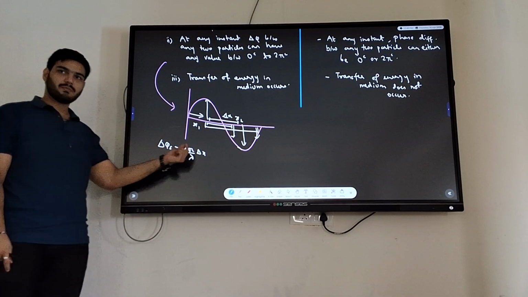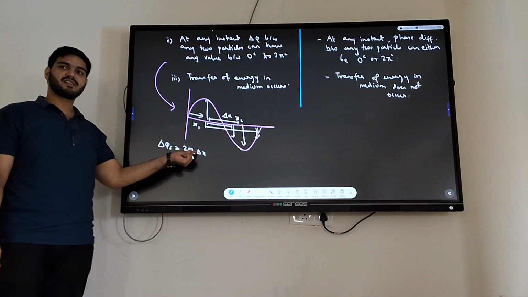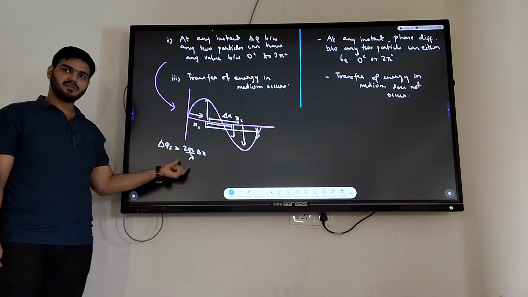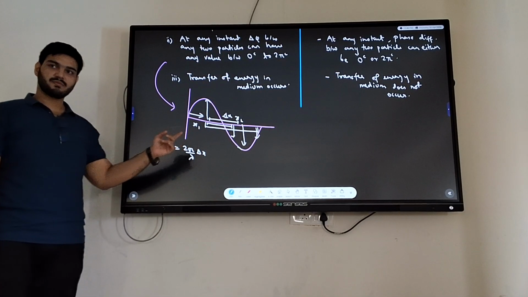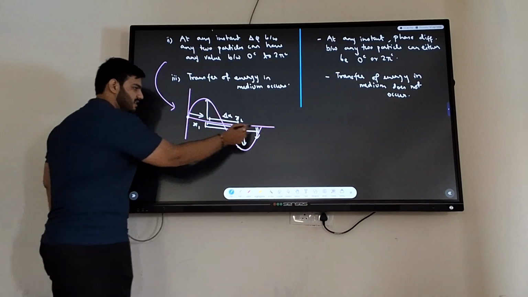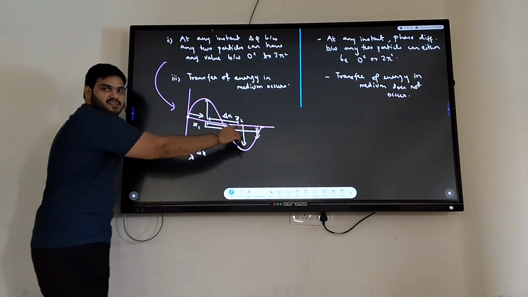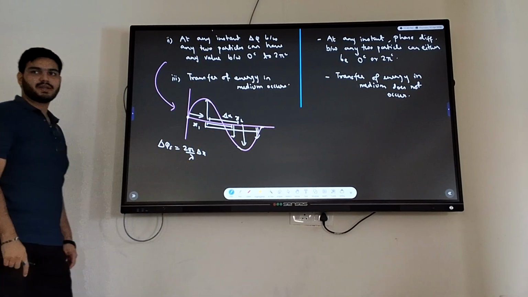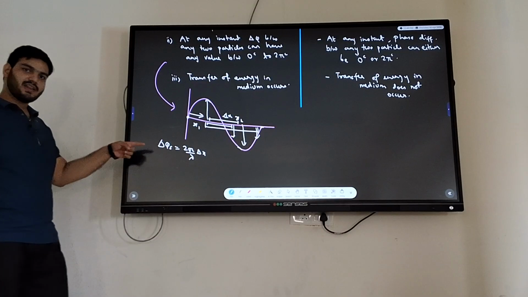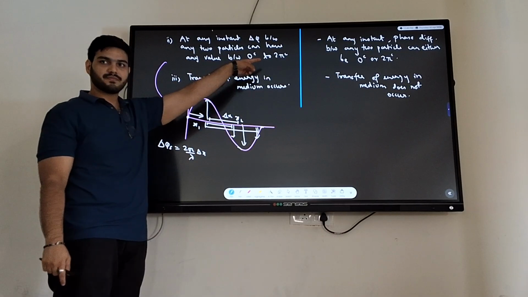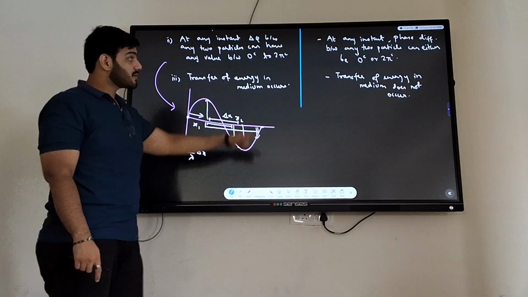And what could be the minimum possible value? When there is no phase difference, that's 0. And when will you have the maximum possible value? When you consider this particle and this particle. The maximum possible phase difference, 2 pi. Yes? So you can have any values between 0 to 2 pi. Any values. What about here?